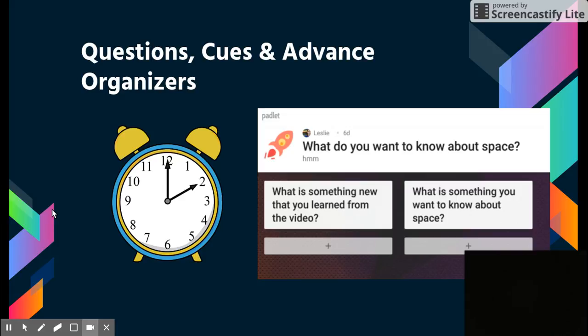And using advanced organizers like flowcharts, mind maps, and KWL charts also helps with this. So I have shown you the KWL chart that my kids are going to be using on the Padlet. They're going to start by talking about what's something that you learn and what's something that you want to know. The K part is going to be involved in the Google drawing, when they show me what they know based on the word space.